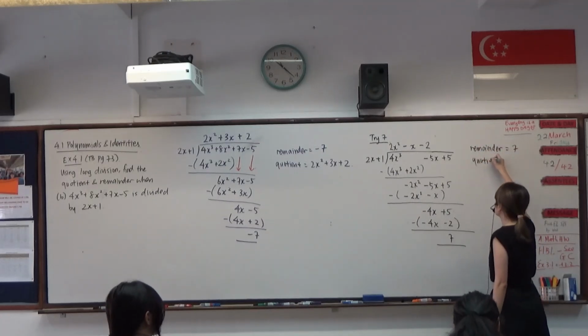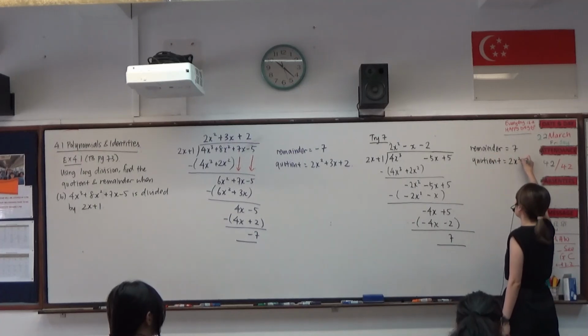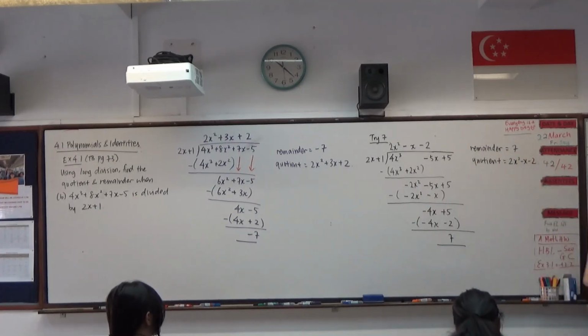Quotient will be 2x squared minus x minus 2. Okay, questions?